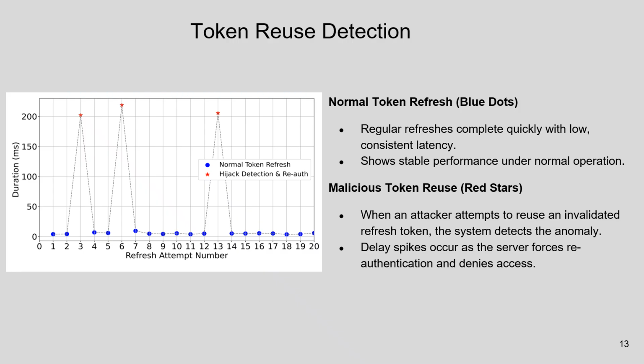We have also taken some measurements to show this token reuse detection. Here we have a graph which shows some blue dots and red dots. These red dots are the instances where we have detected token reuse. We have these clear visible spikes because it consumes more time, because the server forces the legitimate user to re-authenticate, which consumes more time than using refresh tokens.